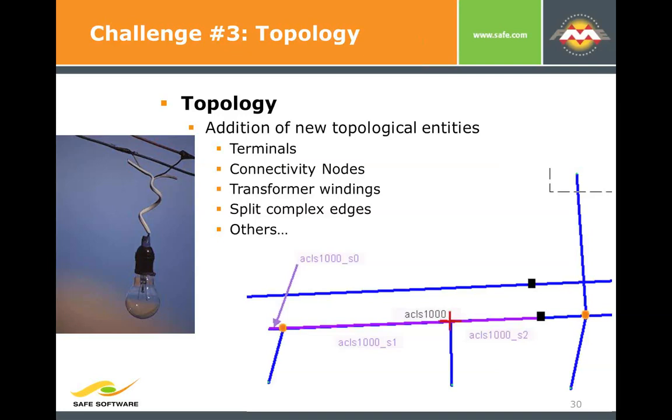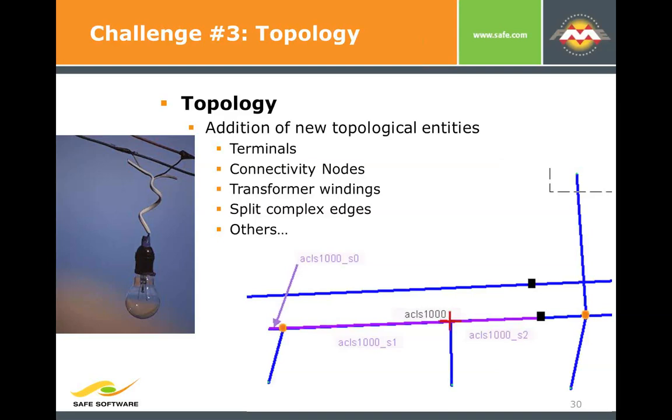You need to be able to have a consistent numbering system or identifiers on these features. So the AC line segment 1000 in this picture is going to get broken into 3 parts, AC 1000-S0, S1, and S2. And when we export this tomorrow, we really need to have the same numbering scheme come out so that the destination system has a consistent set of IDs that it's working with. So that's one area in topology that we're going to need to deal with, splitting up these complex edges.